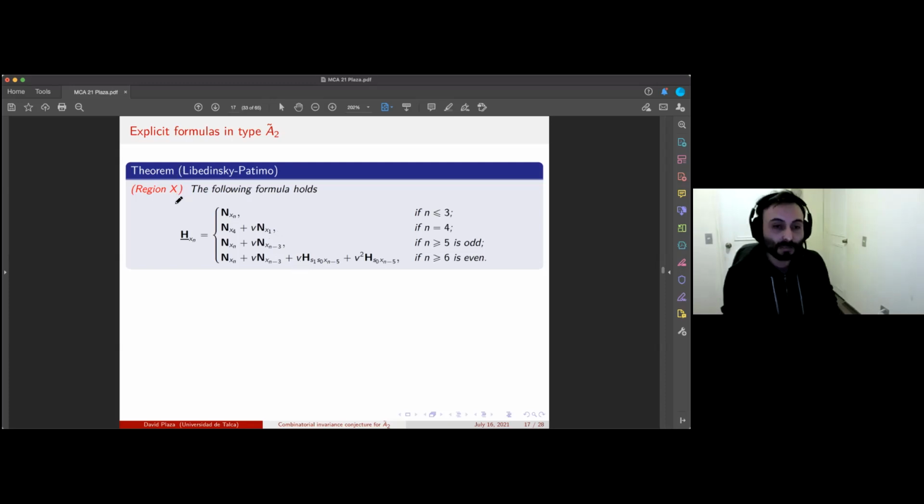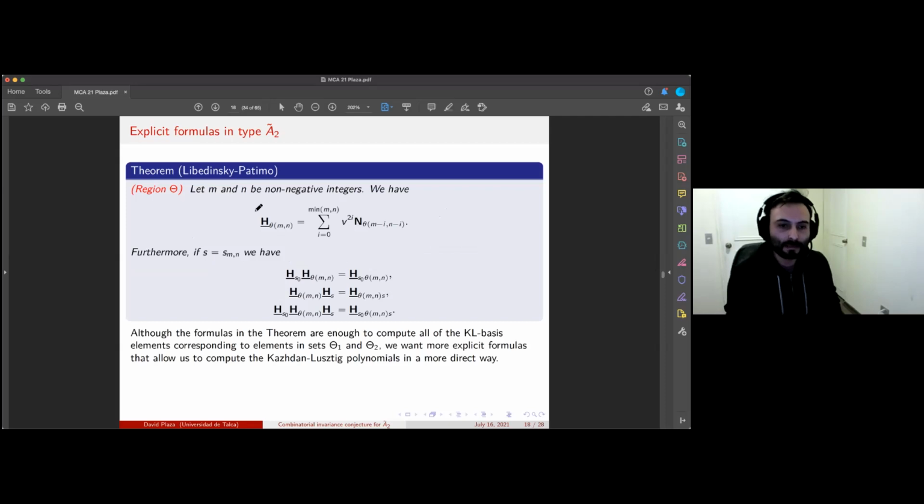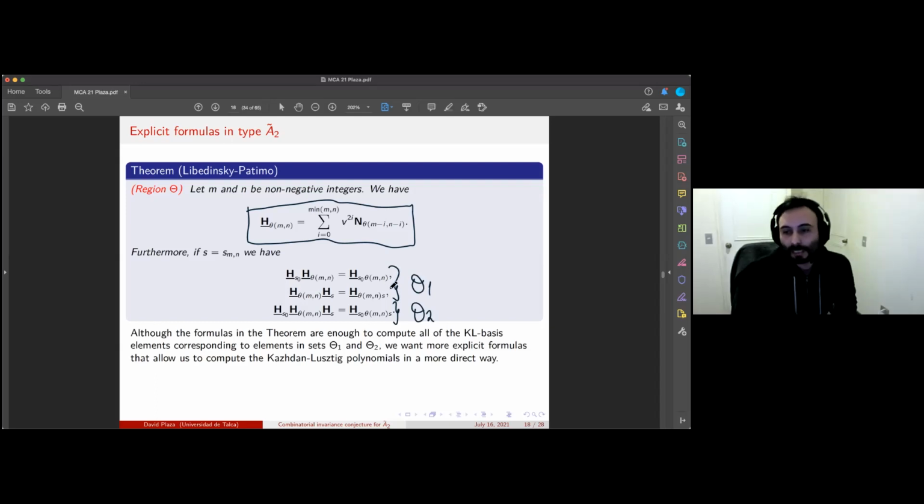So these are the formulas for region X, and these are the formulas for region theta. This is a very nice formula, very easy, just a sum of n elements. And they also provide formulas for region theta 1, region theta 2, and with these formulas, we can compute Kazhdan-Lusztig polynomials in a non-recursive way, but we don't like these formulas for this conjecture because we are still using an algebraic operation in order to compute a Kazhdan-Lusztig basis element.